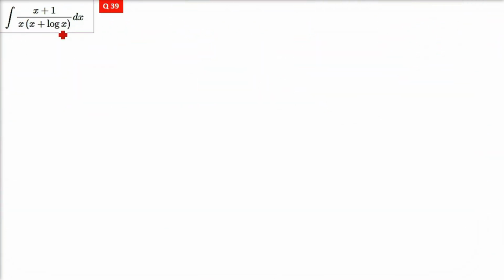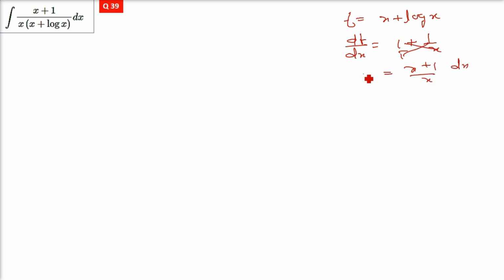This is x plus log x in the denominator, and when you see that, we will put it as t. So this t will be equal to x plus log x, and it's all about differentiation. So this dt by dx will be equal to, this content should come as the numerator, and one part of the denominator should come. So 1 plus 1 by x. When you take the LCM, it will be x plus 1 by x. So dt will be equal to x plus 1 by x into dx. So this whole is dt.